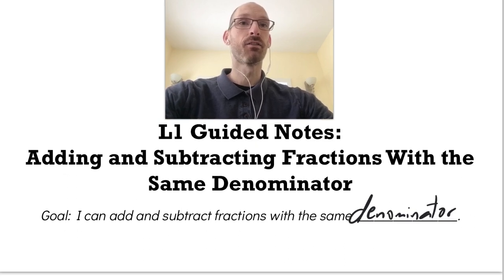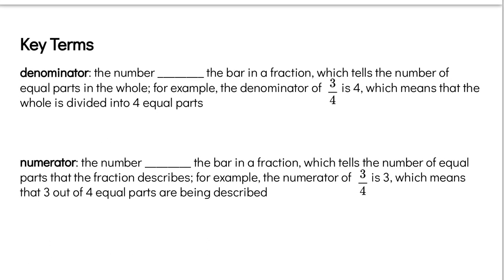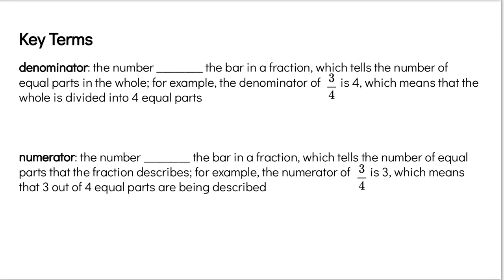First, we have a couple of key terms to get to, and the first one is the denominator. The denominator is the number below the bar in a fraction, which tells the number of equal parts in the whole. For example, the denominator of 3/4 is 4, which means that the whole is divided into 4 equal parts.